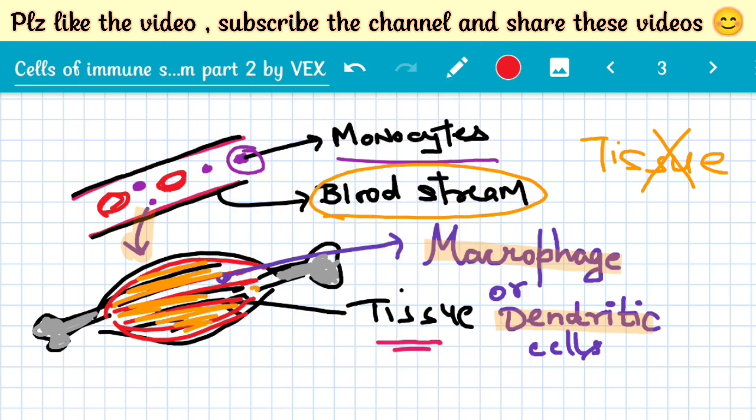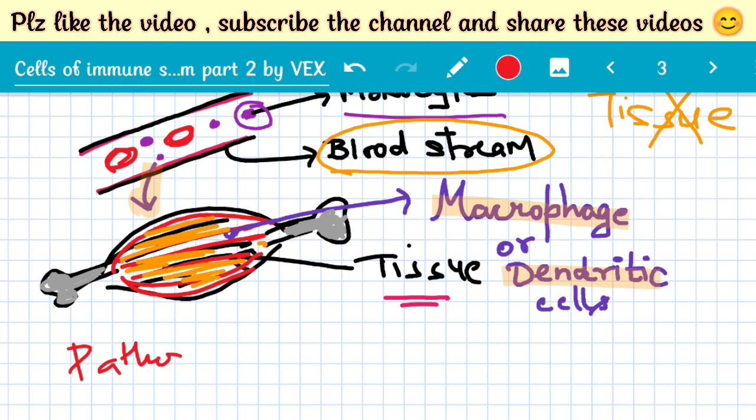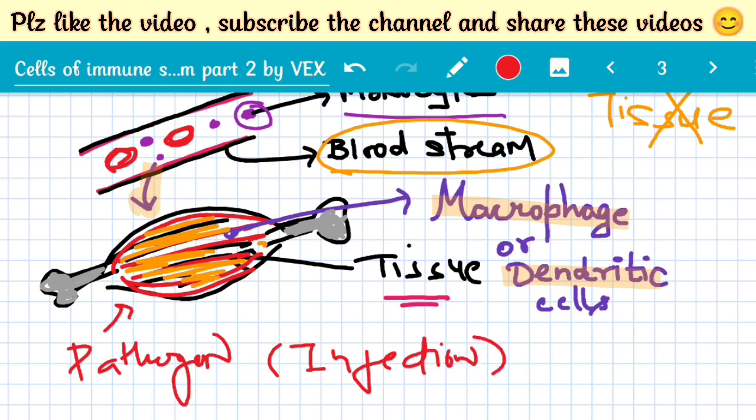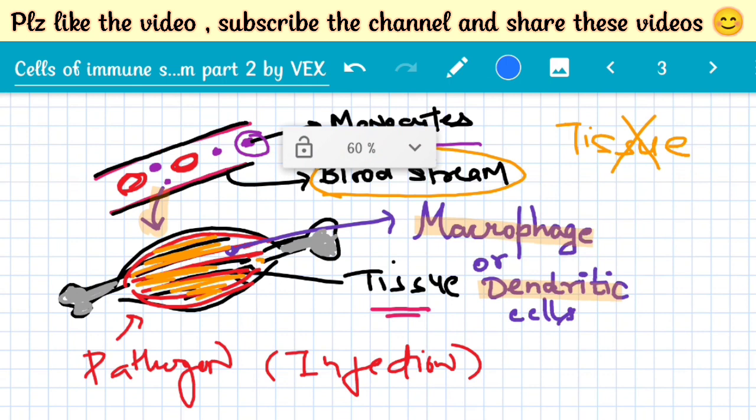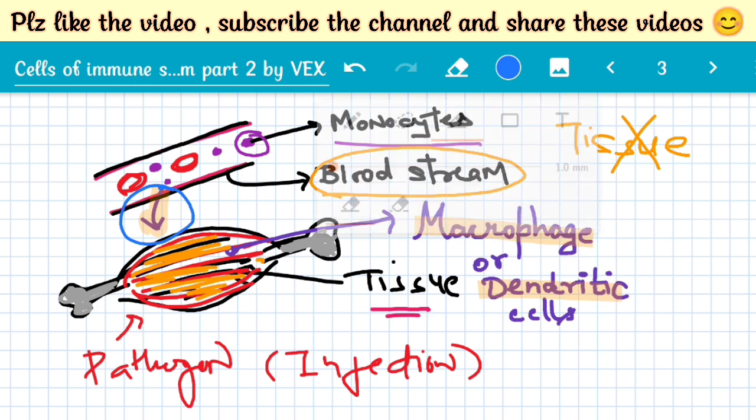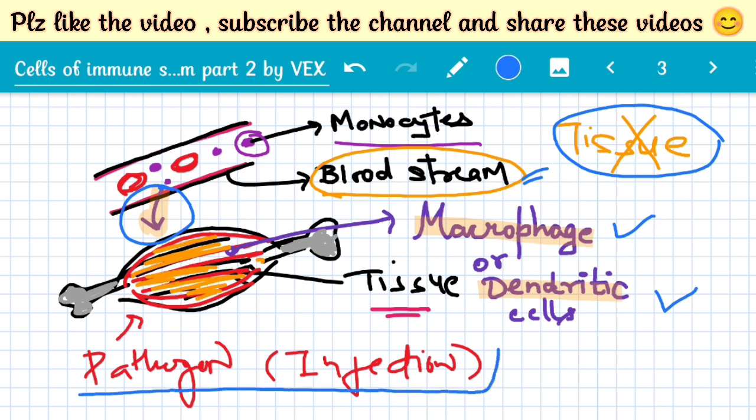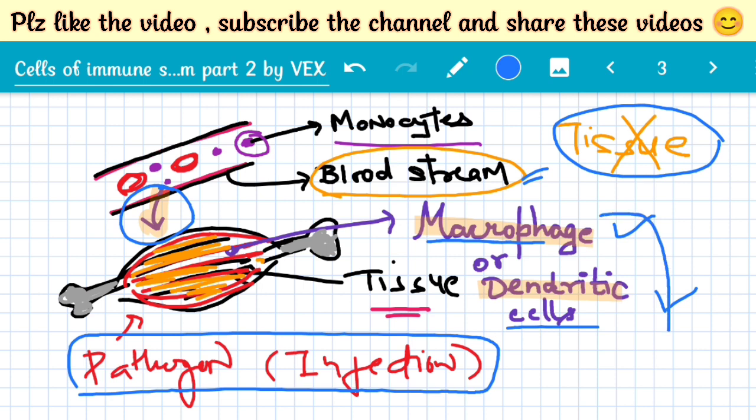Let's say this is a tissue, and in the tissue there is a pathogen. The pathogen enters the tissue, so let's say there is an infection in a tissue. What will happen is that these monocytes will migrate from the bloodstream into the tissues. Because in tissues we do not find monocytes, they will differentiate either into macrophages or into dendritic cells. What I just said is that monocytes circulate in the bloodstream, they are not found in the tissues, and when infection occurs in a tissue, they migrate from the bloodstream into that tissue, where they differentiate into macrophages or dendritic cells.